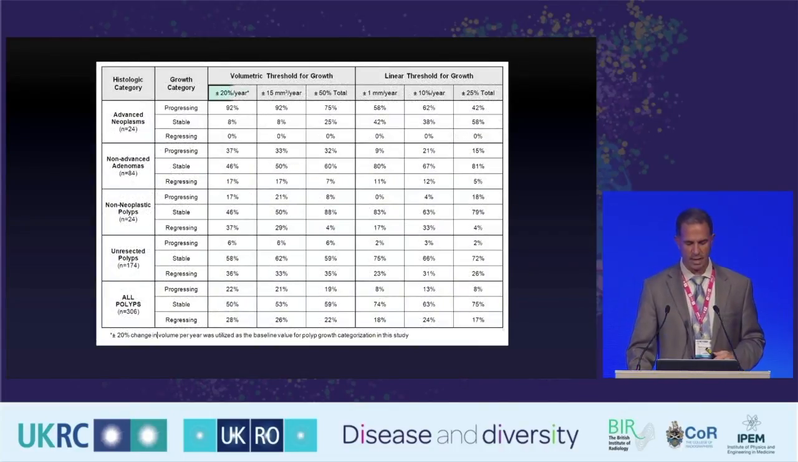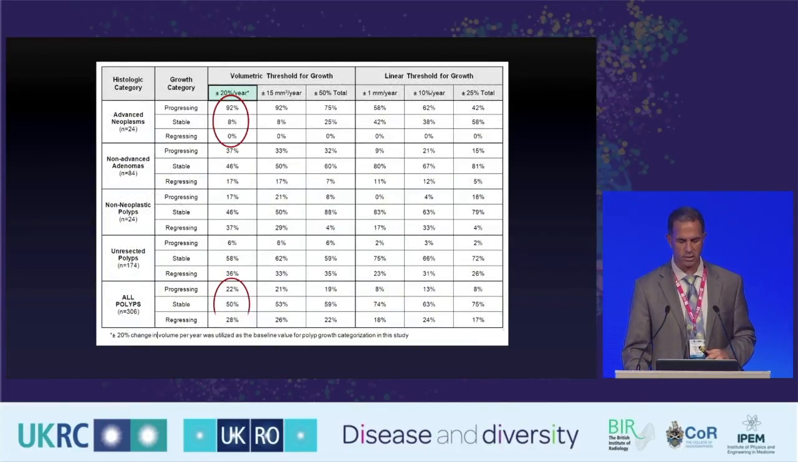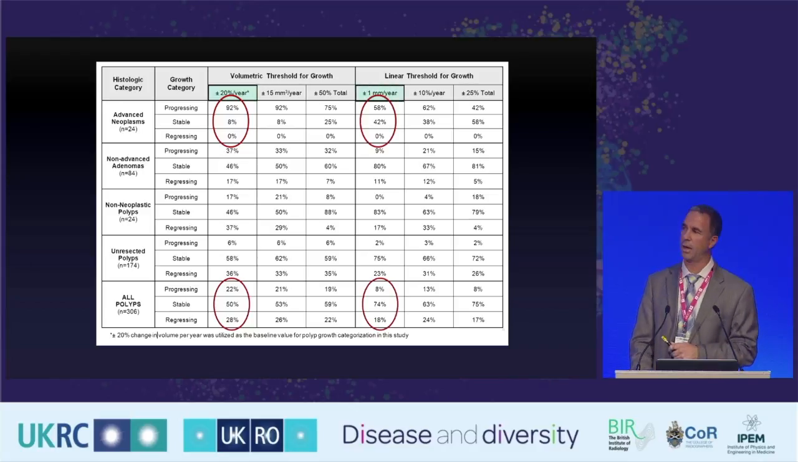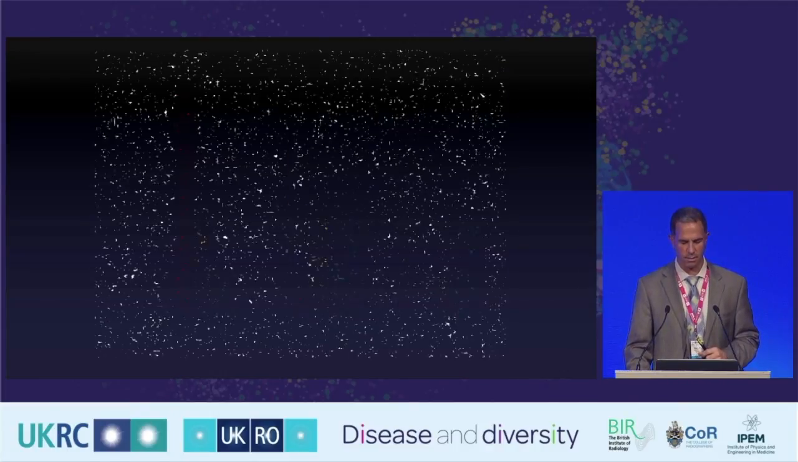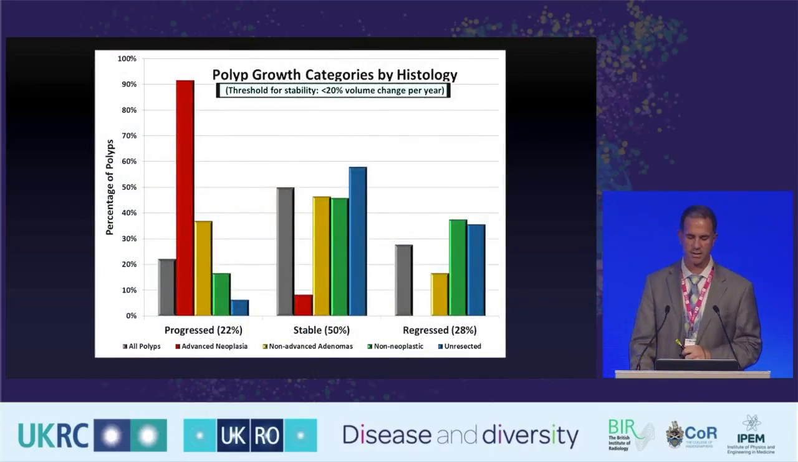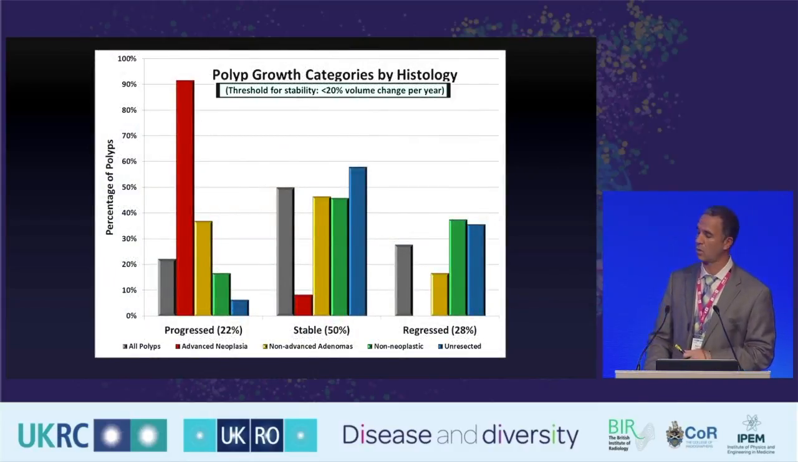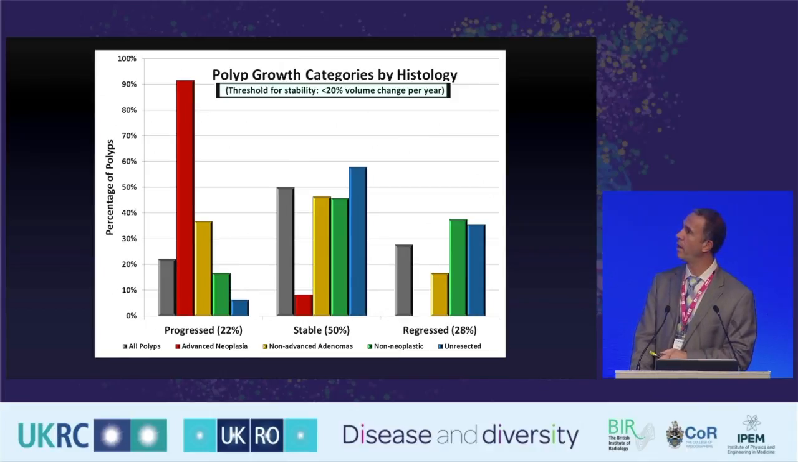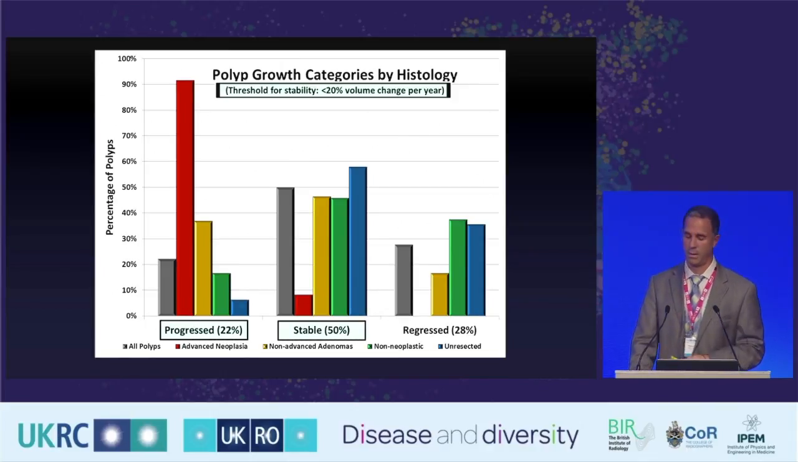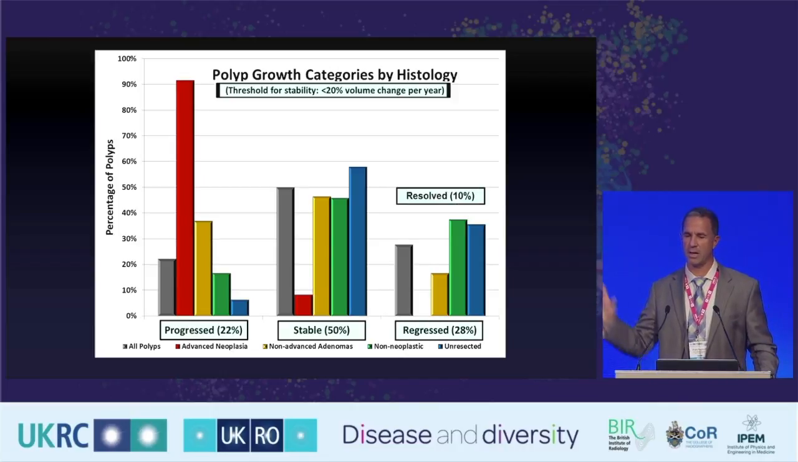And what do we see? I'm not going to go into detail on this slide, but only to show, and I'll show it graphically later, that volumetric assessment separated out lesions much better than linear. With linear, everything's clustered into no change because that change of a millimeter or less can be very difficult. Whereas if you look at volumetric measurement, and this is using a 20% increase or decrease in volume, you can see about 20% of lesions progressed, about half were stable, and about 30% regressed, and 10% of those actually resolved.